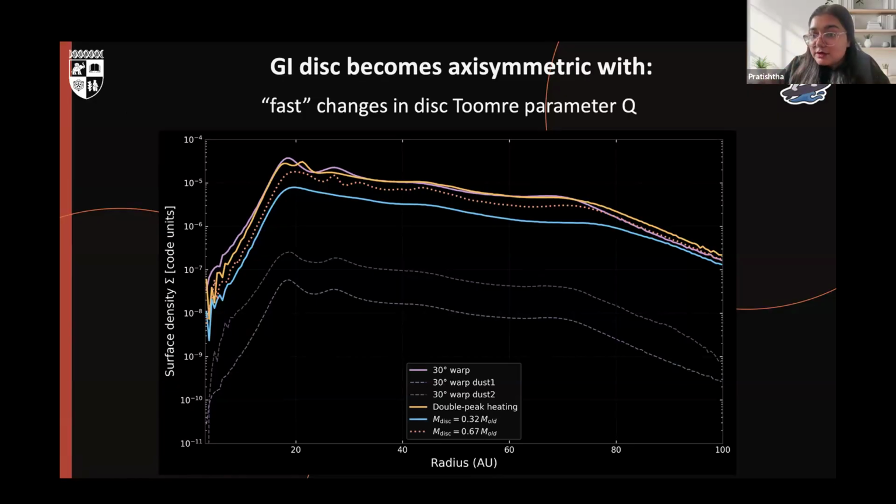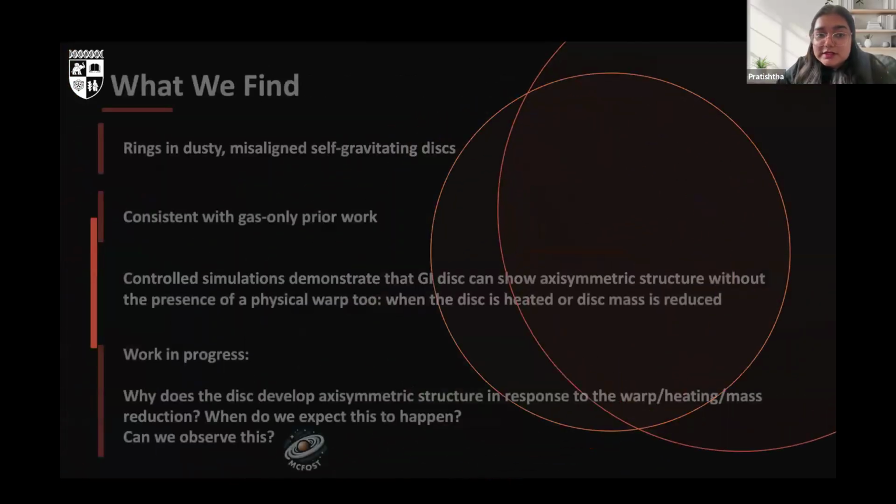And again, fast is in quotations because we have done this over 3 orbits. It is still possible that if we do this mass reduction or heating slower than this, it could still work, but that remains to be seen.